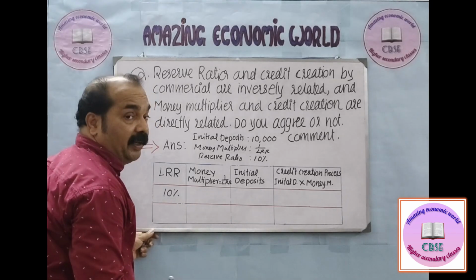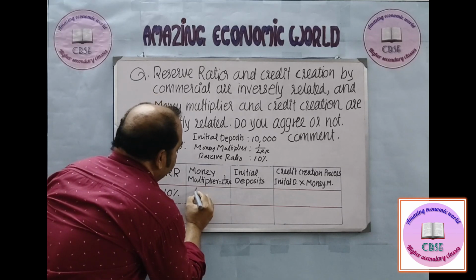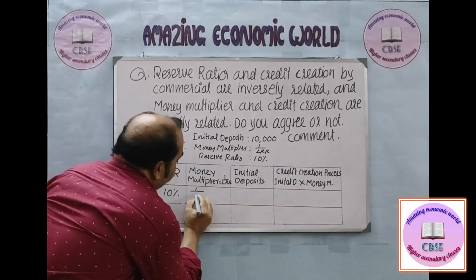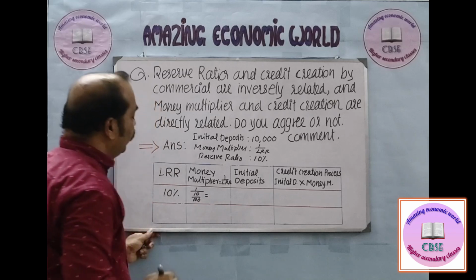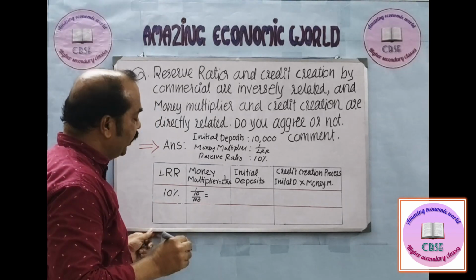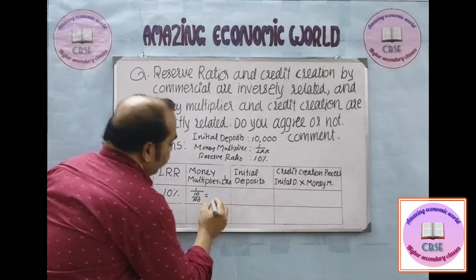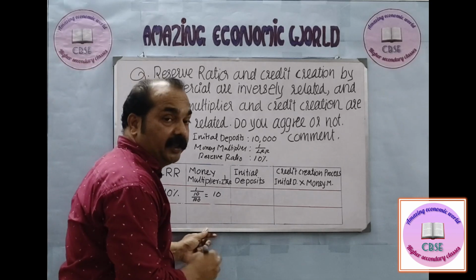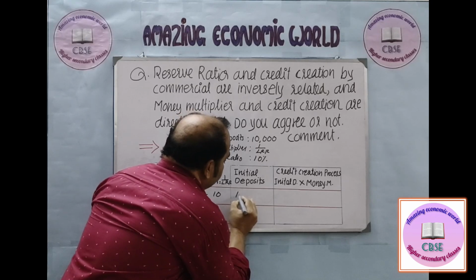Money multiplier, that is 1 by LR. 1 by LR means 1 by 10%. 1 by 10% means 1 by 10 by 100, that is equal to 1 into 100 by 10, which is 100 by 10, that's equal to 10. Here the initial deposit is the same, 10,000.